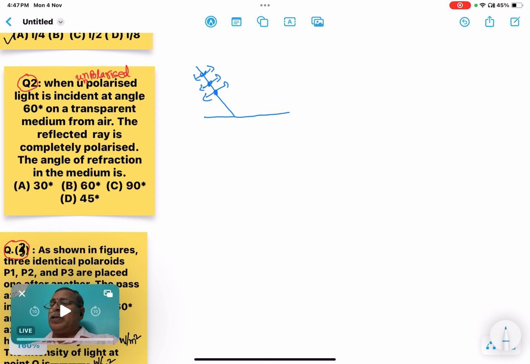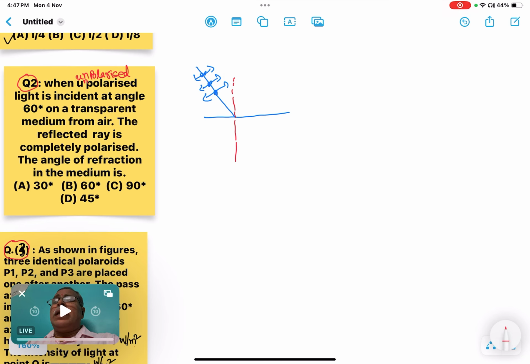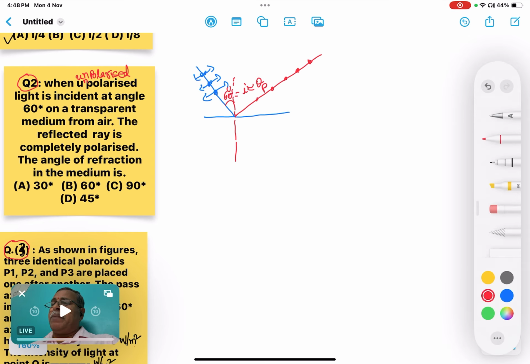Say this is a normal drawn. I'm representing it with a red color pen. With this normal, this angle is given as 60 degrees. This angle is represented by i or theta p, the angle of polarization, at which the totally reflected light is plane polarized. The reflected ray is completely plane polarized. Reflected ray means this light. The reflected ray contains only sigma components; all pi components are eliminated by reflection. The rest of the light, say, is represented by black pen.